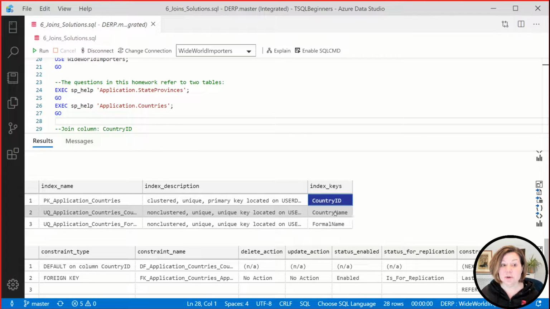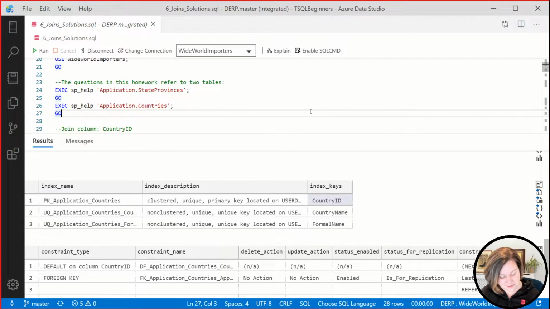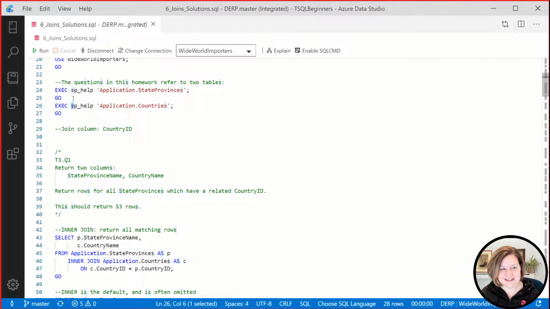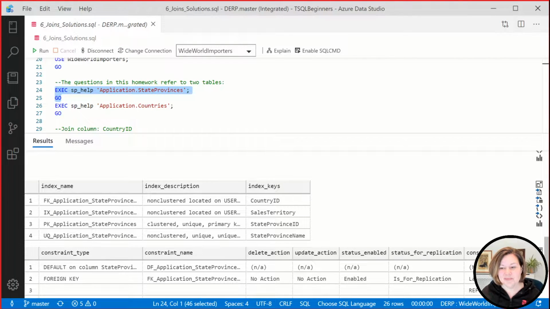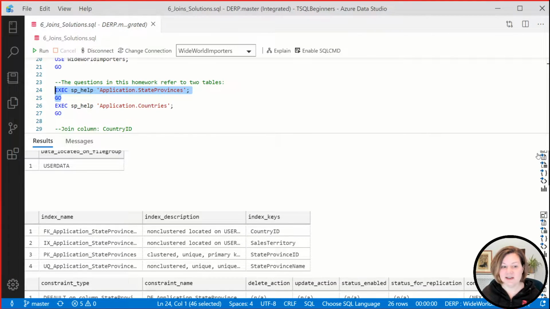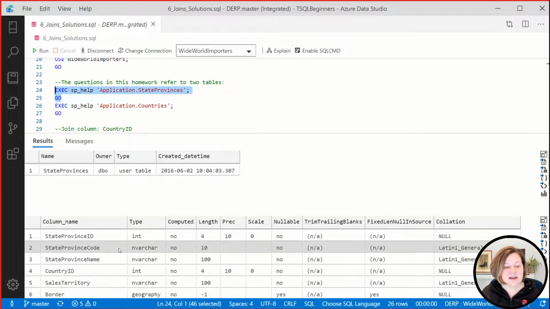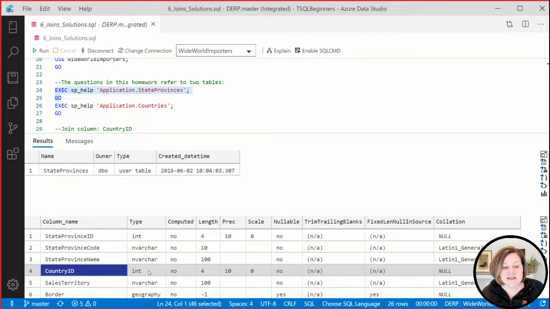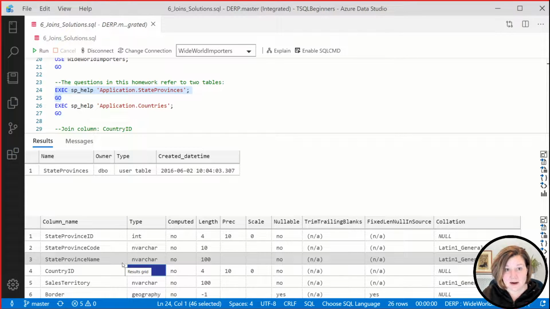And due to a process of normalization, we aren't going to go through everything about database design and normalization. In fact, I don't know that I'm equipped to. But when we look at the application.stateProvinces table, the reason that we've got country ID in there, if we look at the columns, is that for all of these states, we could show the country name in there.